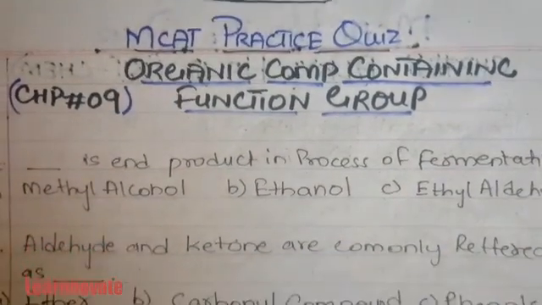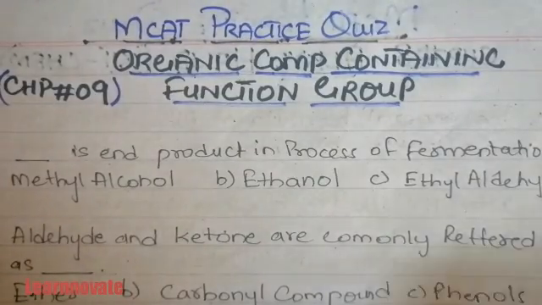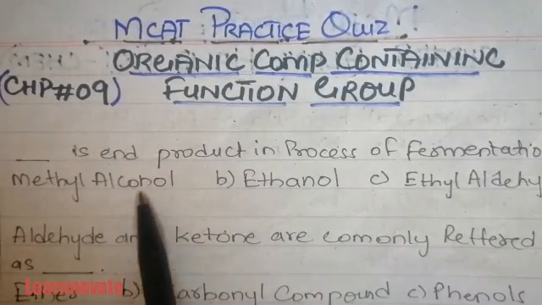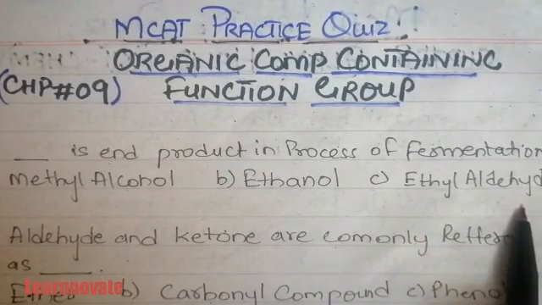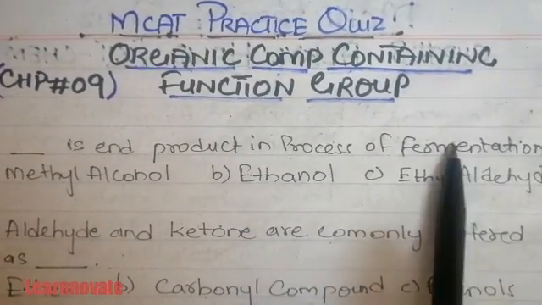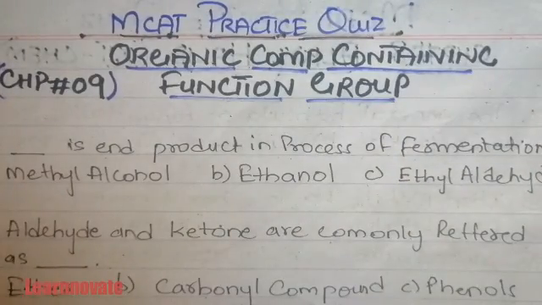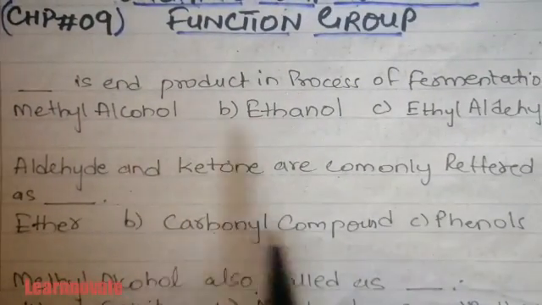Question number 1 says, it is the end product in the process of fermentation. Option A, methyl alcohol. Option B, ethanol. Option C, ethyl aldehyde. So which of the following is the end product of the fermentation, that is a part of anaerobic respiration?